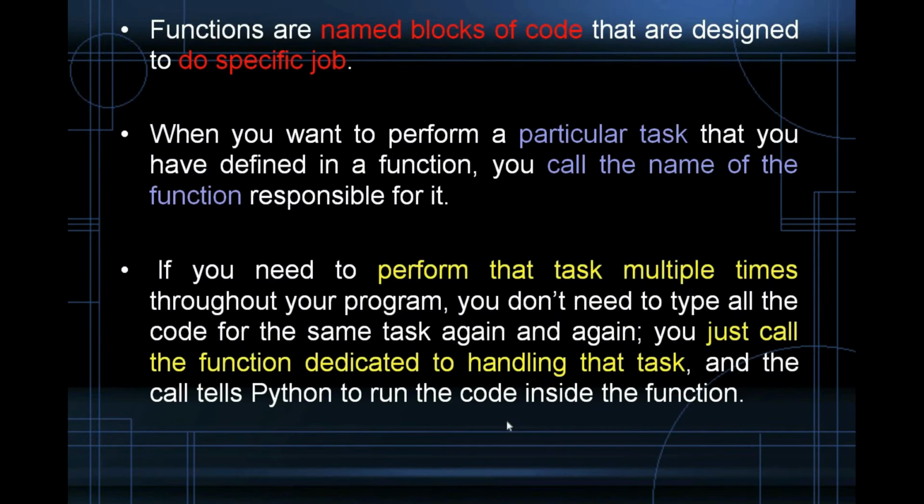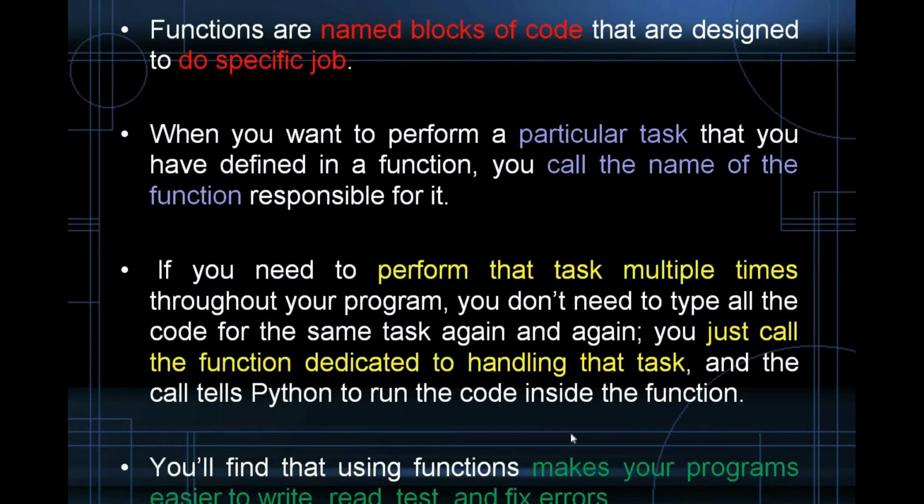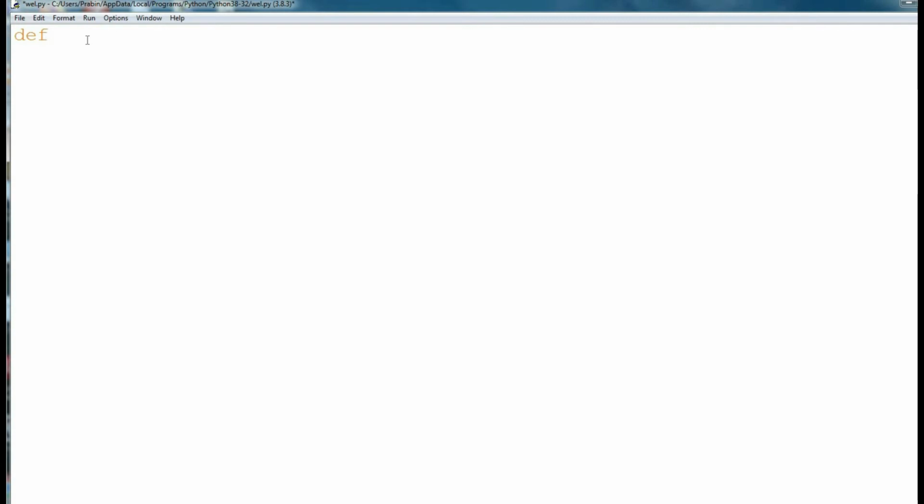If you need to perform the task multiple times throughout your program, you don't need to type all the code for the same task again and again. You just call the function dedicated to handling the task, and the call tells Python to run the code inside the function. You will find that using functions makes your program easier to write, read, test and fix errors.